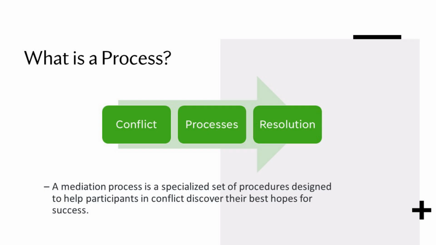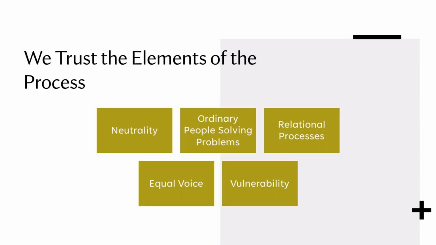It means trusting in the elements that make up the process as much as trusting in the mechanisms of the process itself. So let's talk about some of these elements embedded in the peacemaking process that can help us reconcile conflicts. These include: 1. A trust in the neutrality of third parties to solve problems. 2. A belief that ordinary people can solve their problems. 3. A trust that relational processes lead to mutually acceptable solutions.